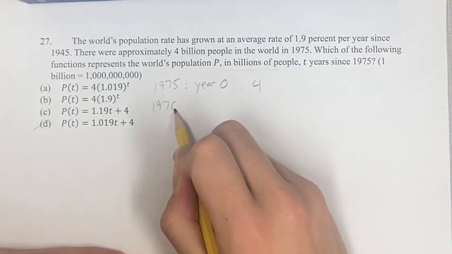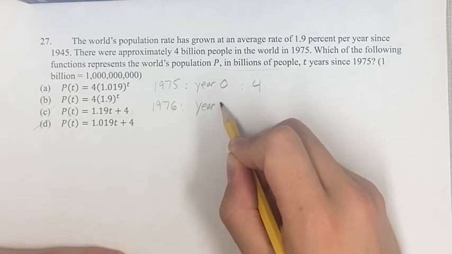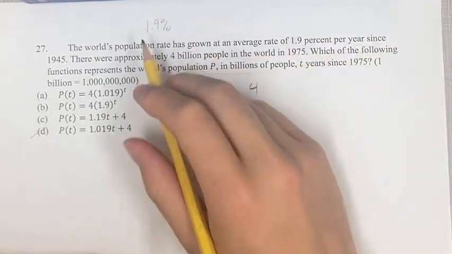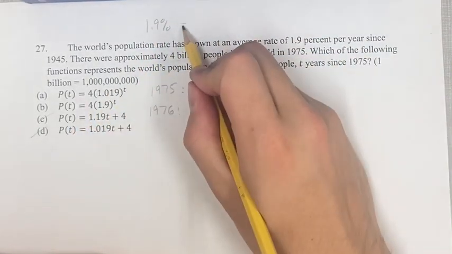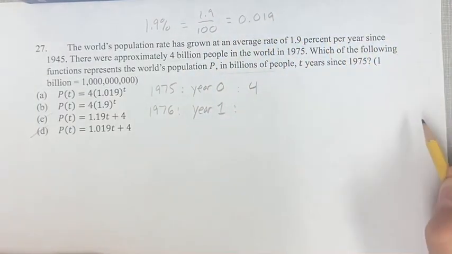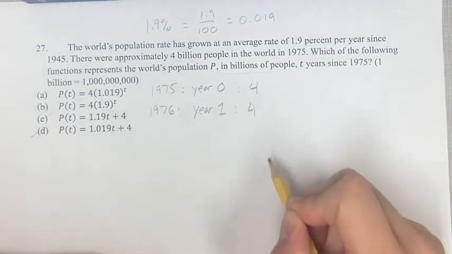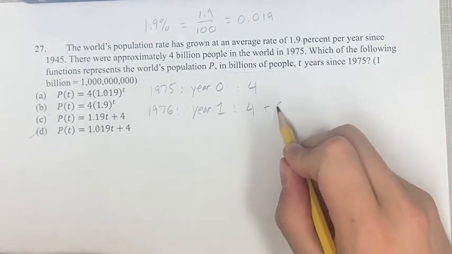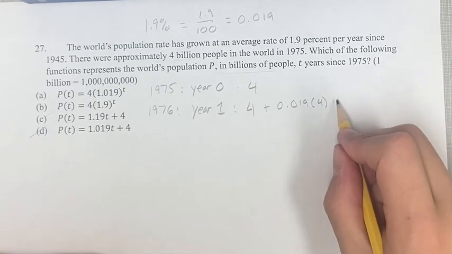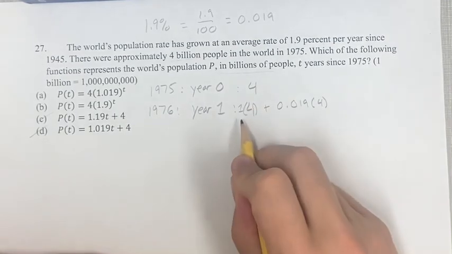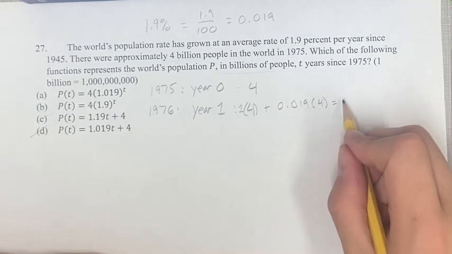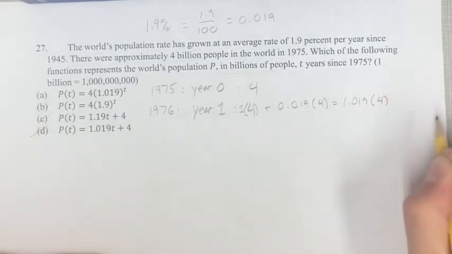And then 1976, 1 year later, we've grown by 1.9%. What is 1.9%? Well, a percent is just a number out of 100. So this is 1.9 divided by 100, which is 0.019. So we have 4 billion people in the world, and then we're plus 0.019 times 4. So we have 1 times 4 plus 0.019 times 4. So we had 1 plus 0.019 is 1.019 times 4.